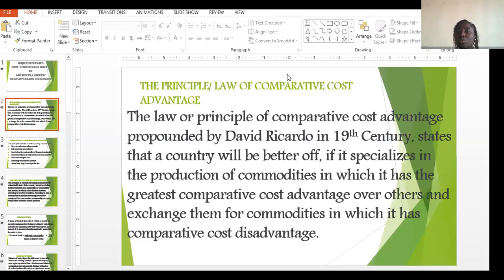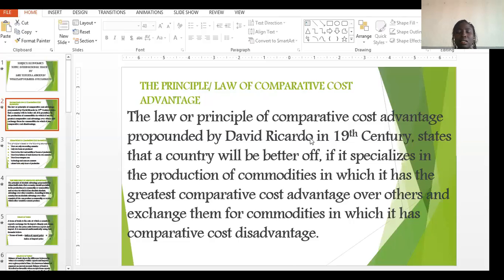It says a country will be better off if it specializes in production of commodities in which it has greatest comparative cost advantage over others, and exchange them for commodities in which it has comparative cost disadvantage. It's simply saying, if you are good at chemistry, though I will not advise you to bring this law to your academics, this one is just talking about the economy. But let me use academics for instance.